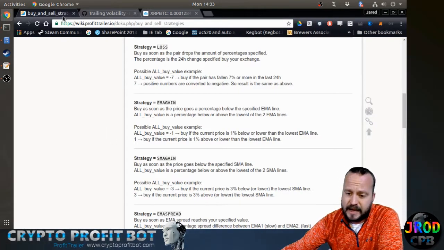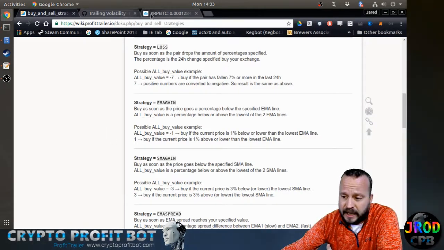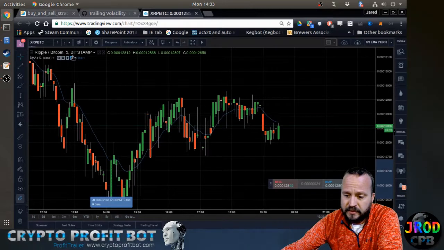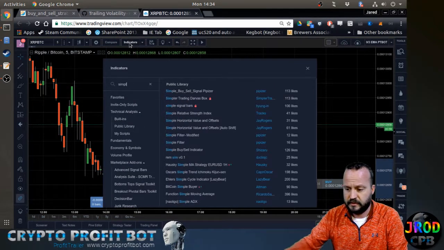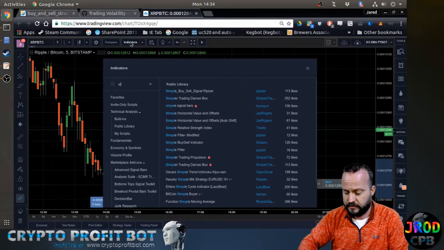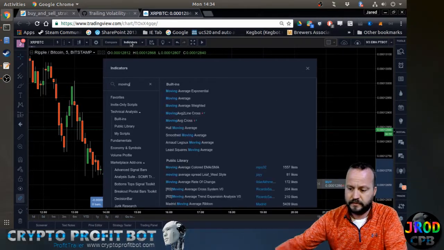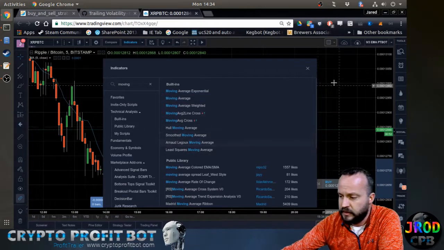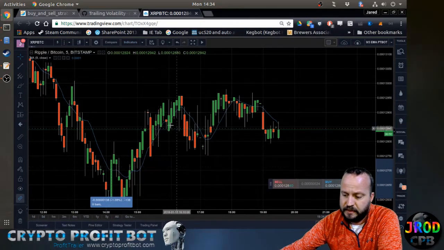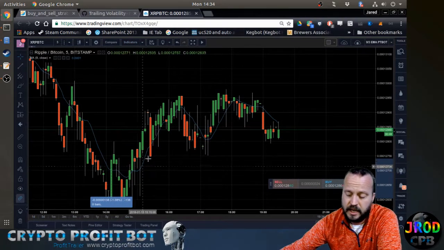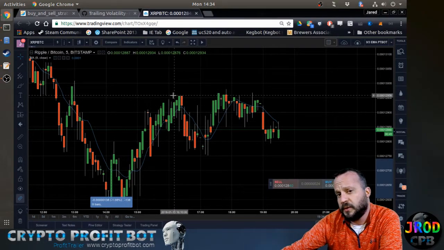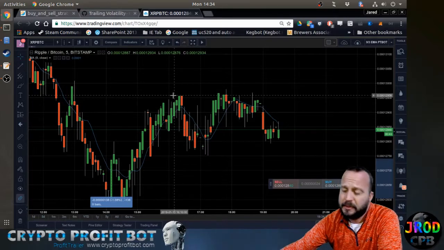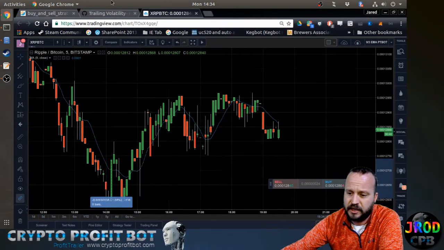SMA gain, exact same as EMA, except you're using SMA line to do it. So instead of these guys, it'd be a simple moving average. So it's just going to be a percentage below just a single line. We'll probably go into what those differences are, maybe in a more in-depth video, but for now, I'm just kind of going through how these work.